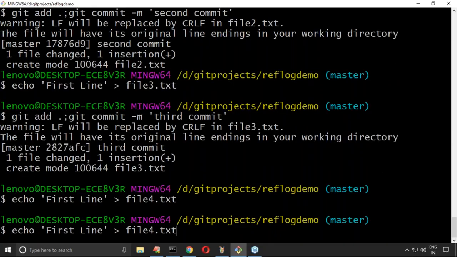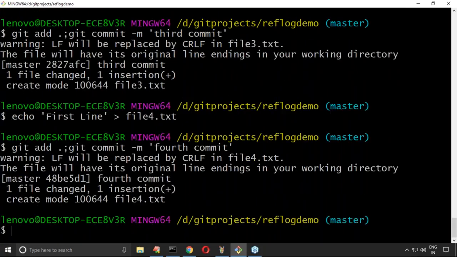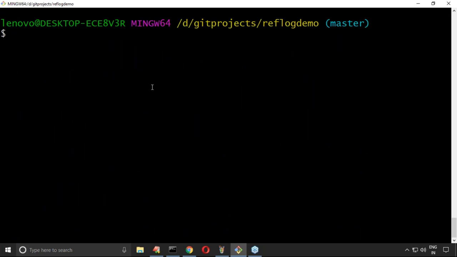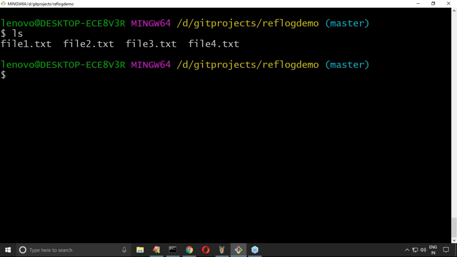Let me do file4.txt. My requirement is the fourth commit. Sir, can you please tell how many commits I did? Four commits I did. How many files did I create? Four files I created: file1, 2, 3, 4.